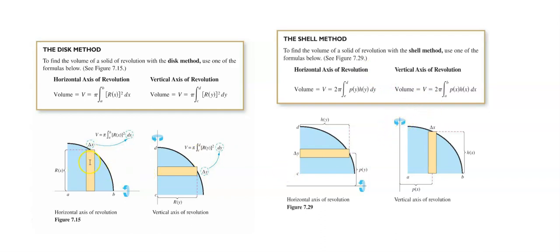And since the rectangles are perpendicular to the axis of revolution for the disk method, you want to use the disk method whenever you have a horizontal axis of revolution. So I'm going to show you another example worked both ways, and you can see why one method might be preferable to the other.